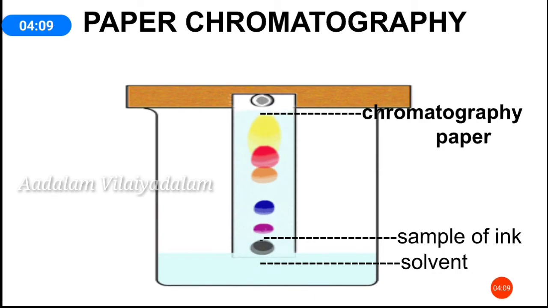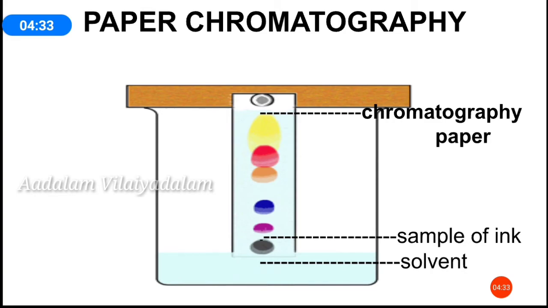The simplest type is paper chromatography. Paper chromatography is used to separate the different color dyes in a sample of ink. A spot of the ink is put onto a piece of chromatography paper. This paper is then placed in a suitable solvent. The black ink separates into its constituent dyes.